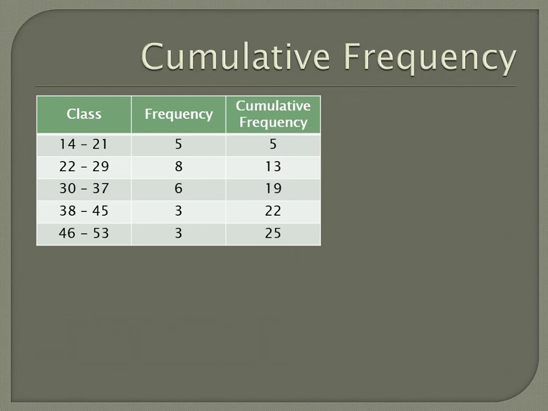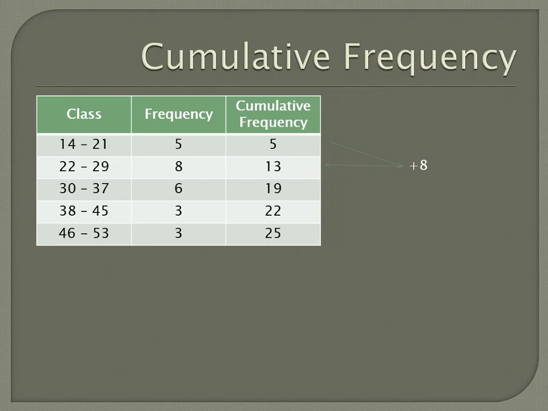For cumulative frequency, it's a running total of the individual class frequencies. So I have them listed here, but let me show you how I come up with them. So I start with the first class frequency, which is 5. Then I take the next class frequency, which is 8, and I add that to the 5. So 5 plus 8 gives me 13.